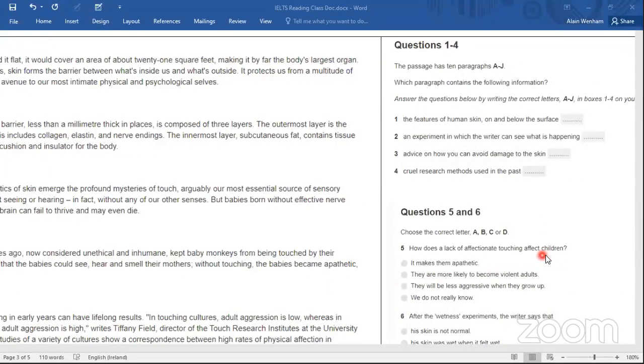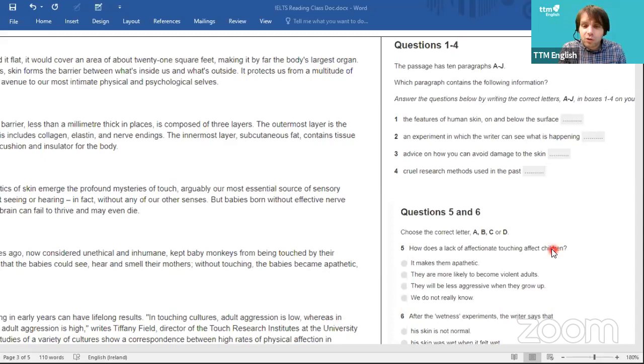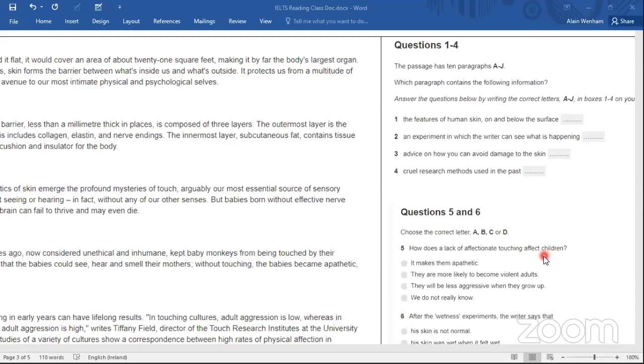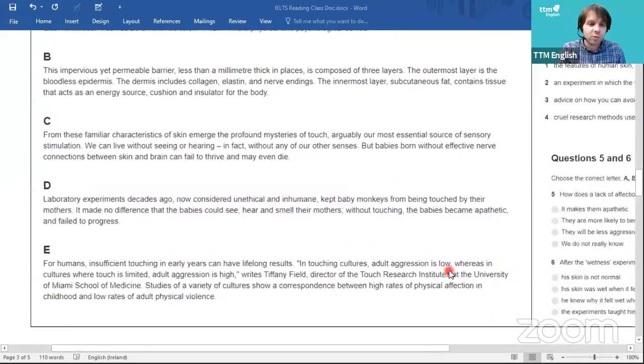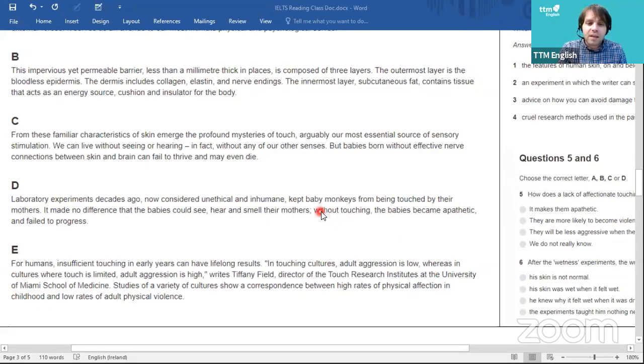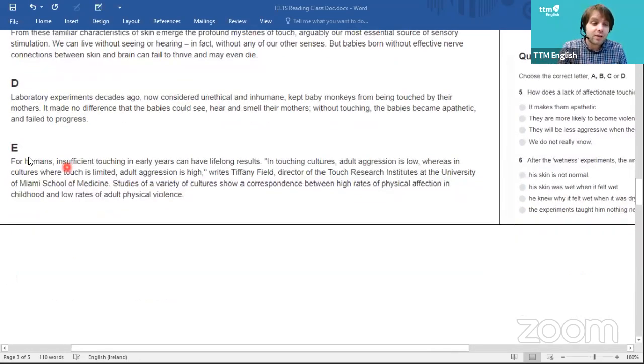And if we say children, how does lack of affection and touching affect humans? I assume that means humans. In English, it would mean humans. So, John, you're right here. If you say the word children, that doesn't mean baby monkeys. It can't mean an animal. So we're more likely to look here.